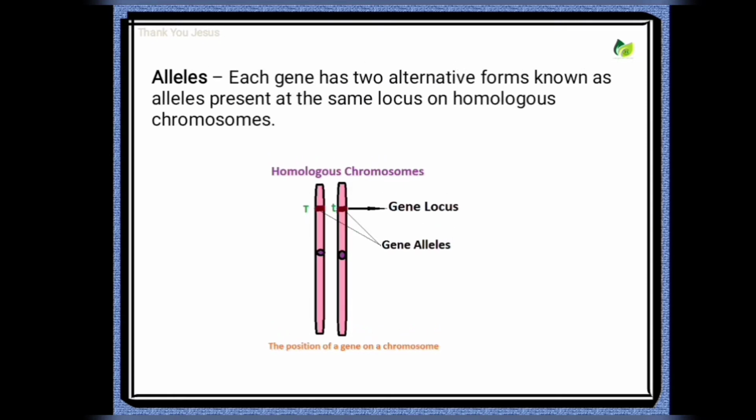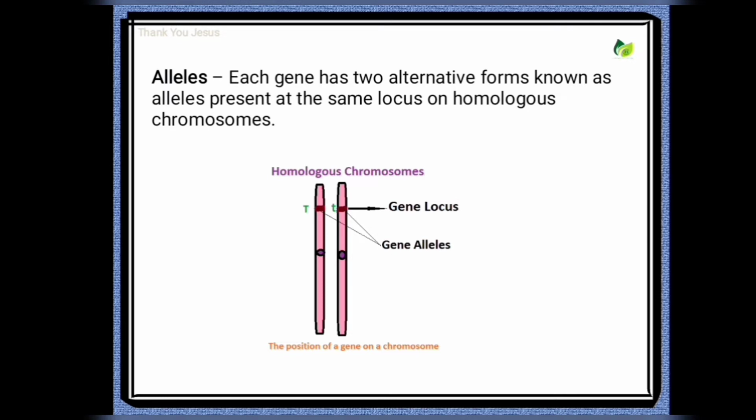Next, alleles. Each gene has two alternative forms known as alleles. They are present at the same locus on homologous chromosomes. So, look at the picture carefully. For example, in pea plants, the plant height is determined by a gene that consists of two alternative forms such as capital T and small t. Capital T determines tallness, small t determines dwarfness.